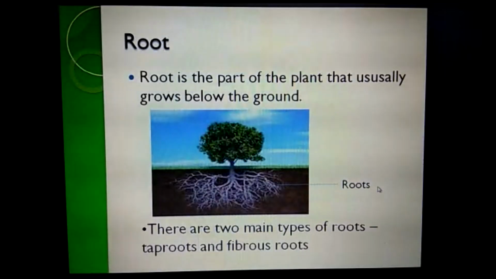Let's study root. Root is the part of the plant that usually grows below the ground. You can't see the roots. These are actually under the ground. Roots जो होती हैं वो ground के नीचे होती हैं, हमें वो दिखाई नहीं देती हैं. You can see in the picture, this is the ground and below the ground there are roots. Several roots are there. There are two main types of roots. What are these? Tap roots and fibrous roots. We will study them one by one.